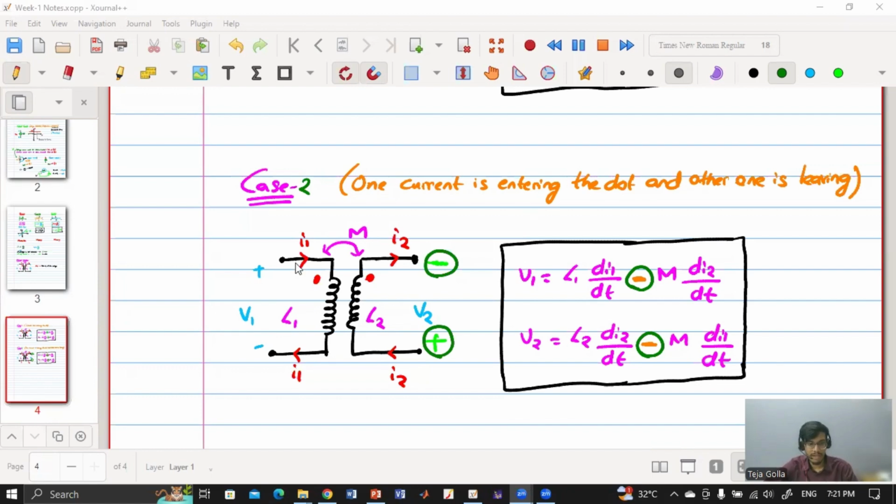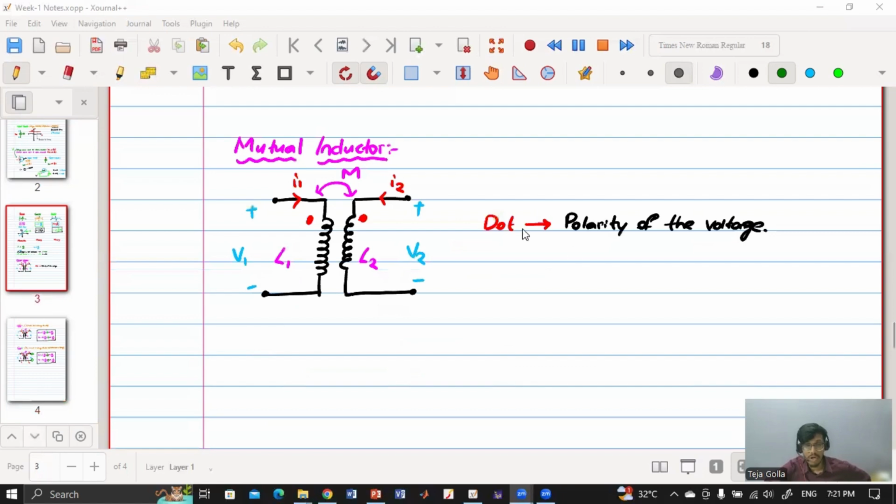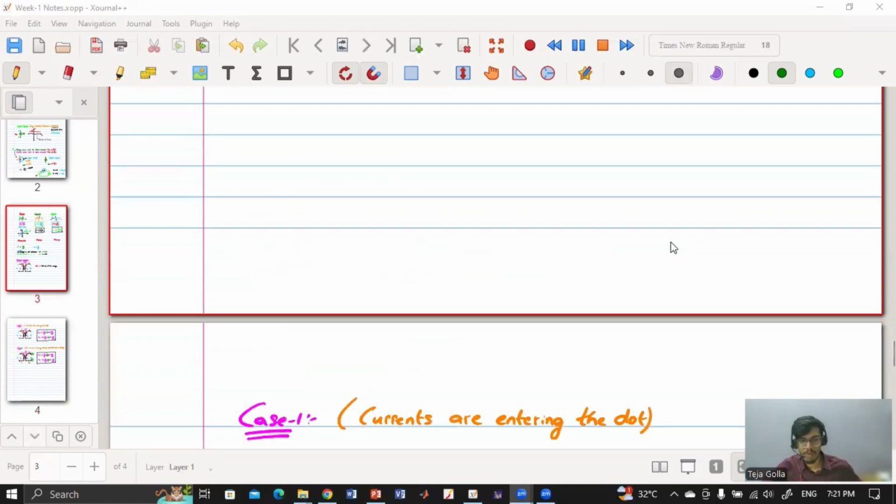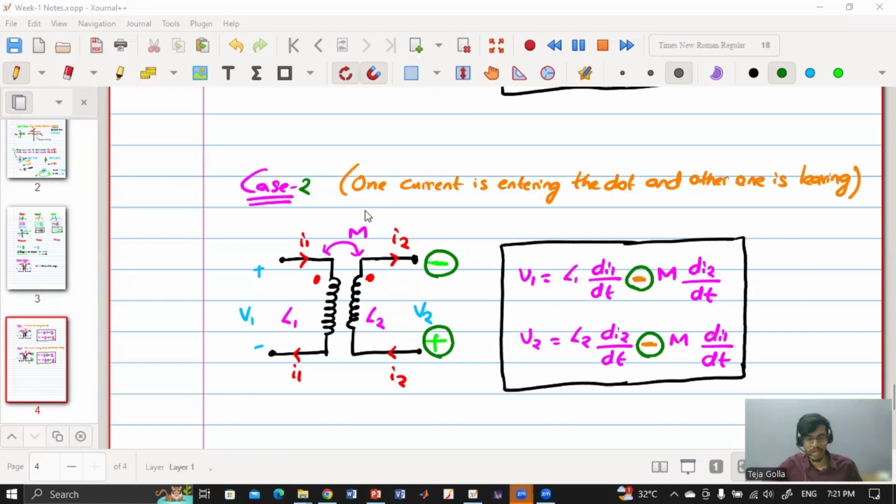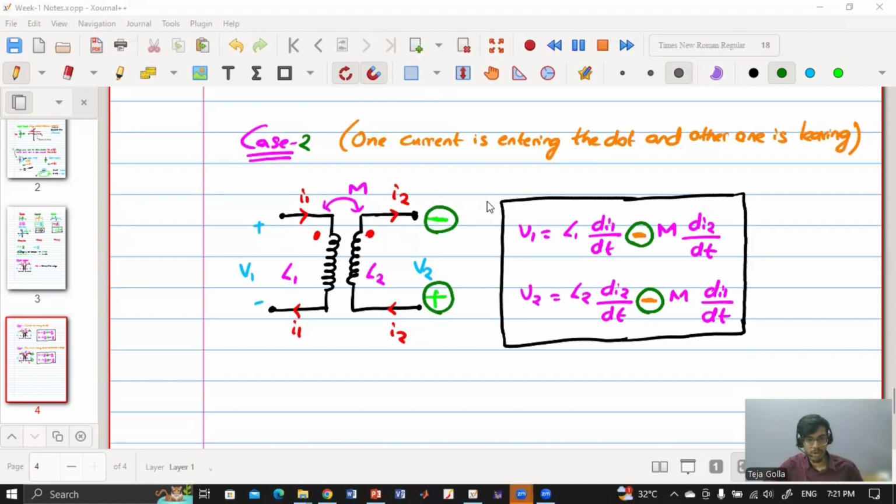In that, I'll explain how to decide this polarity and how the current directions will affect this mutual inductance term. So that also we'll discuss. Basically, this dot convention is to understand the polarity of the induced voltage. So that will help us know whether it is positive or negative.